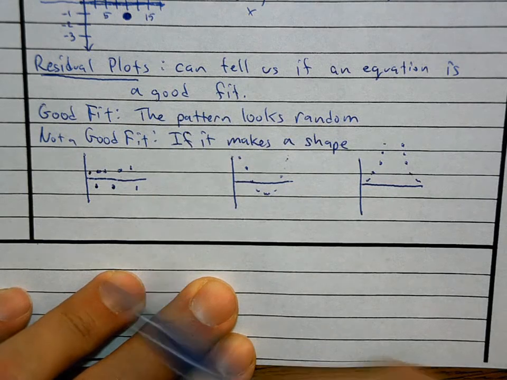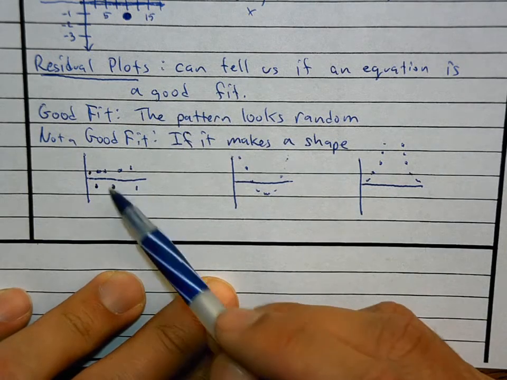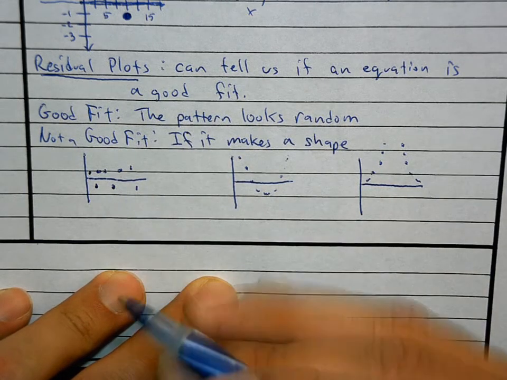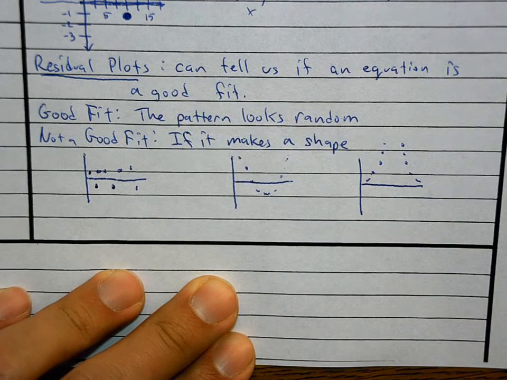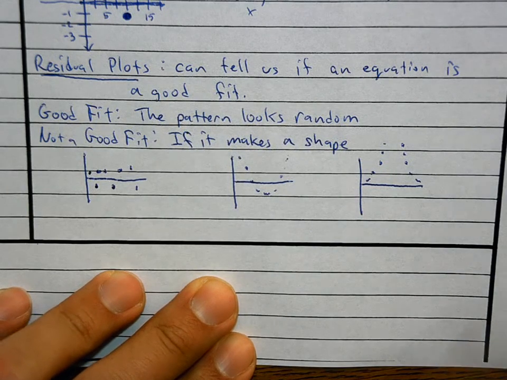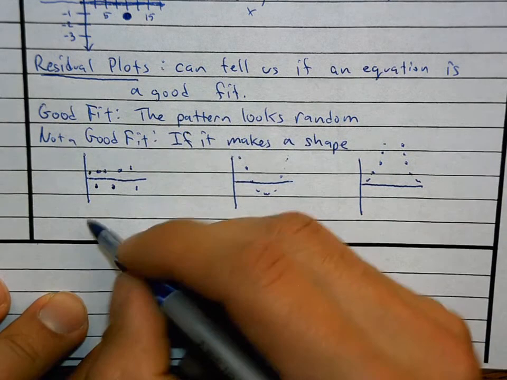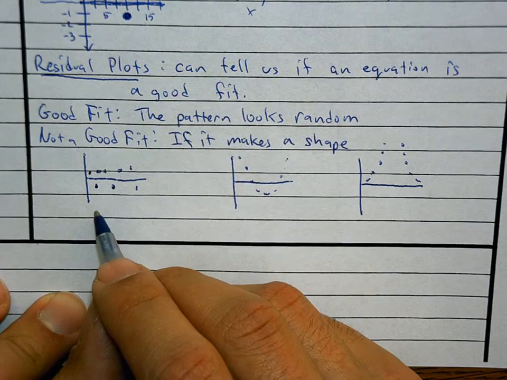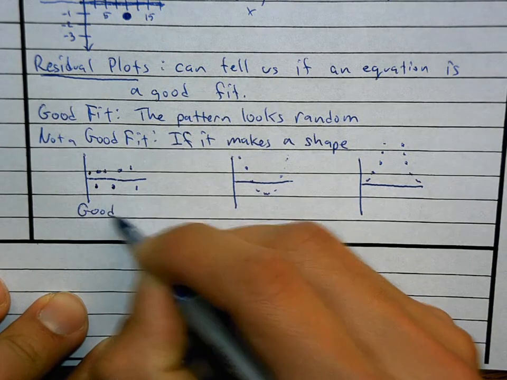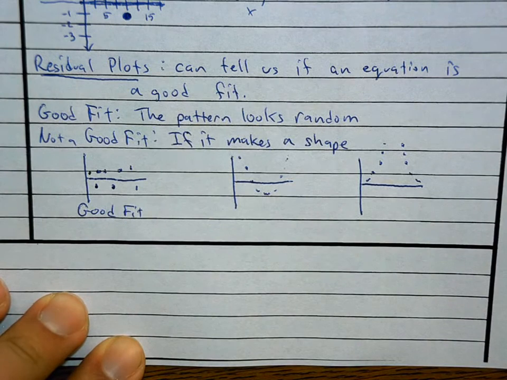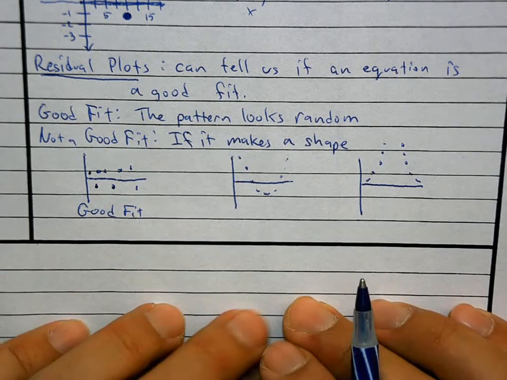So here's my question to you. This is a residual plot. Is the linear regression equation a good fit or is it not a good fit? What do you think? It's a good fit. This pattern looks random to me. There's some above, there's some below. Doesn't look like it's making any specific pattern. It's a good fit.